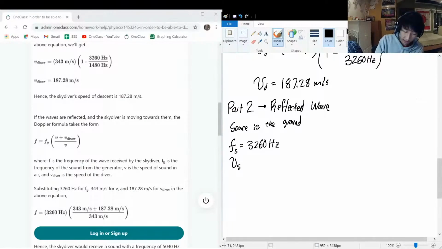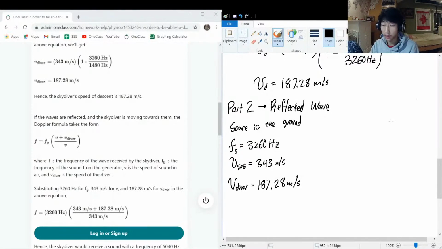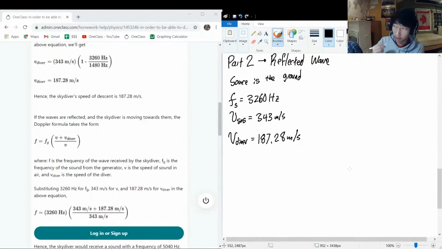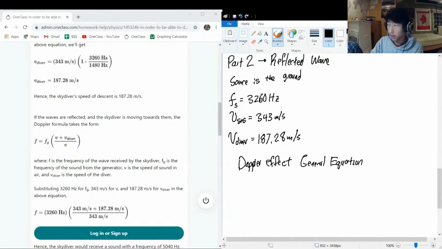Okay, the velocity of sound, VSOS, is going to be the same, so 343 meters per second. And we know that the person is falling at 187, so V diver is equal to 187.28 meters per second. Now we're going to be using pretty much the same equation as before, because even though the source is not moving, actually my bad, the source is not moving, it's the observer that's moving. So the more formal equation for the Doppler effect for a stationary source, here's the general equation.